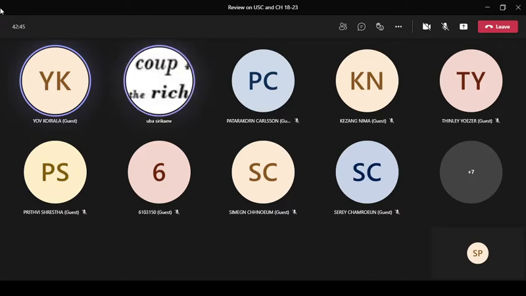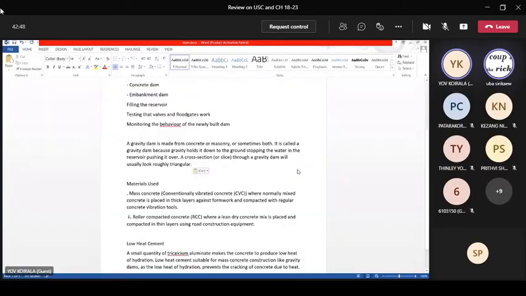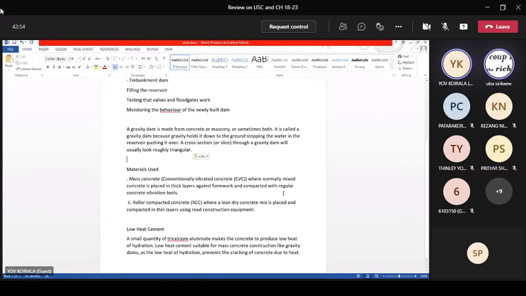Group number 4. The materials used are: the type of cement used is low heat cement. A small quantity of tricalcium aluminate makes the concrete produce low heat of hydration. Low heat cement is suitable for mass concrete construction like gravity dams, as the low heat of hydration prevents the cracking of concrete due to the heat.